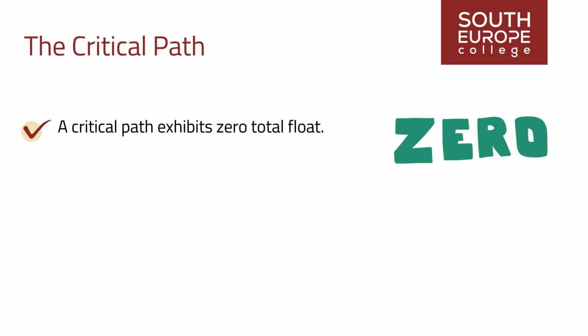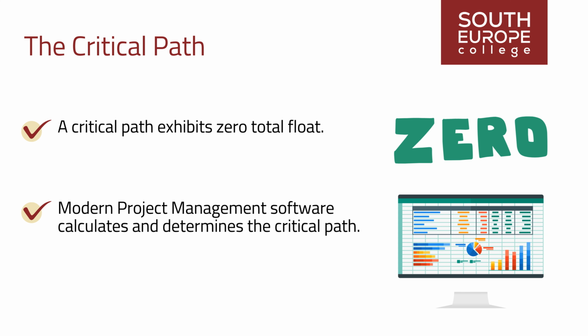Typically, a critical path exhibits 0 total float. This means that delays in critical path activities will delay the project. Moreover, there may be more than one critical path, all having the most extended duration, in a project, making it more complex and bearing a higher degree of risk. Modern project management software calculates and determines the critical path.